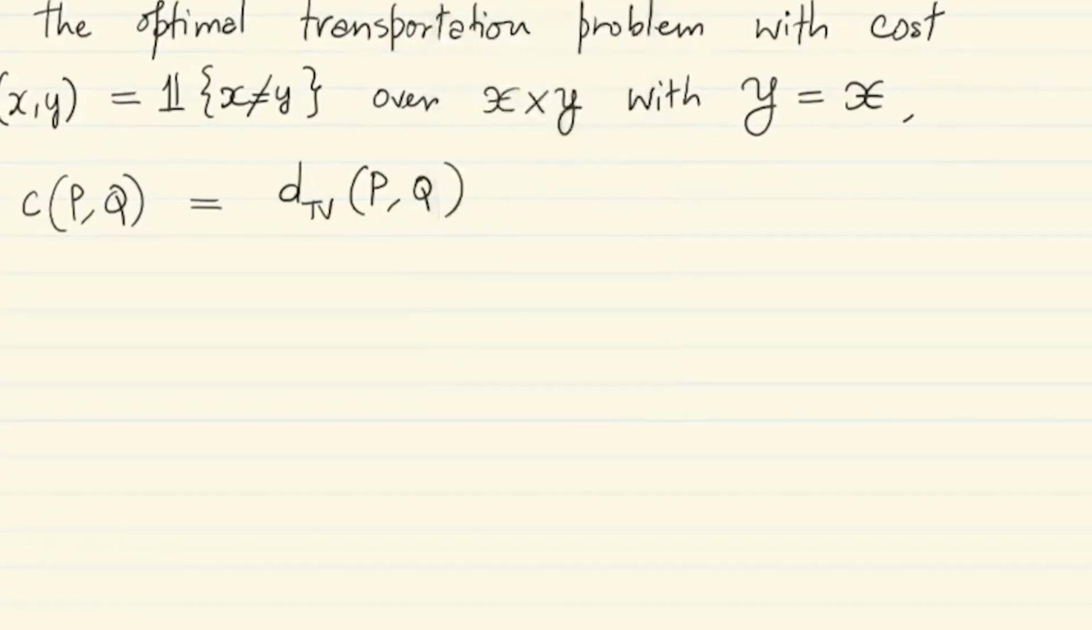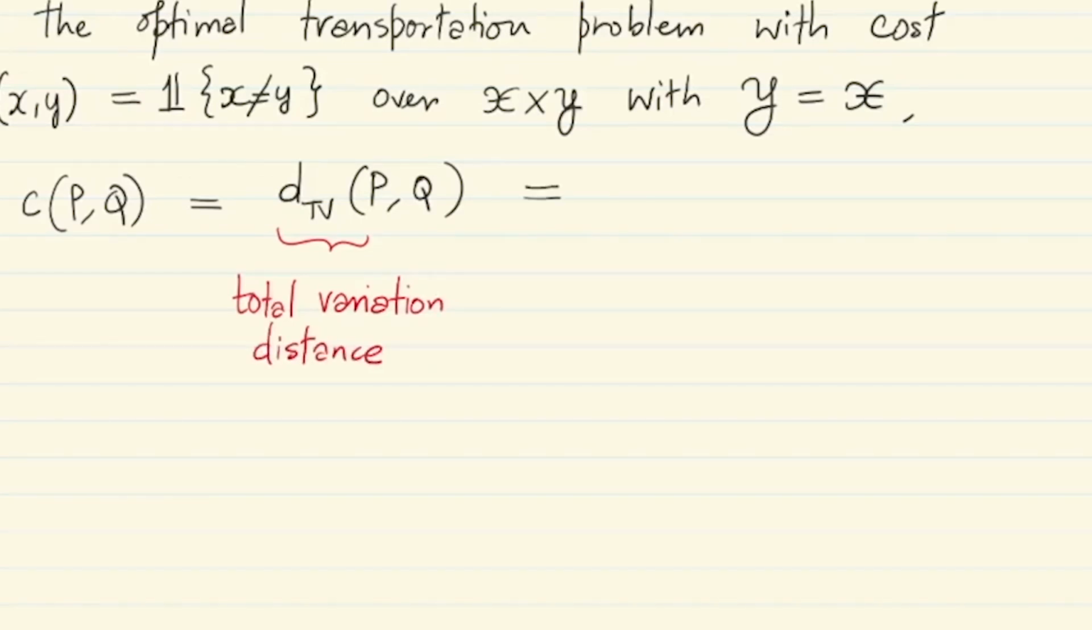which we will call dTV. dTV is the classic total variation distance measure, which can be defined again in various ways. One of the most common ways to define it is the supremum over all possible subsets A of the space of the difference between the probability of A as measured by P and the probability of A as measured by Q.